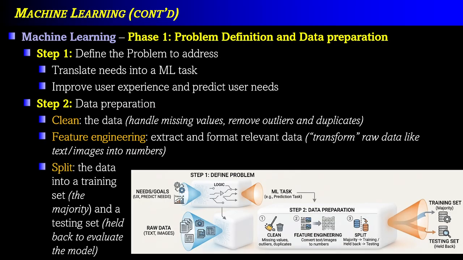In step two, we prepare the data. This is a cleaning process. So what happens when we have missing values in our data? How do we remove the outliers and the duplicates from our data? We talk about feature engineering. We extract and format the relevant data, or transform raw data like text and images into numerical data that computers can handle. We split the data into a training set, so that would be the majority of the data, and then a testing set that we hold back from training to evaluate how well the training actually performed.